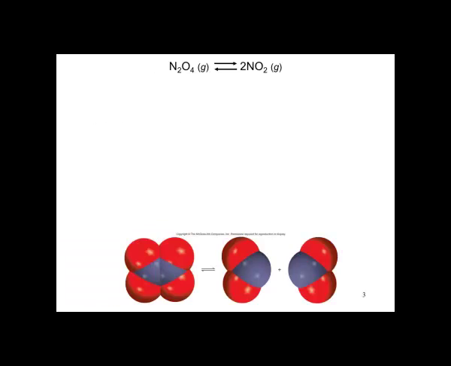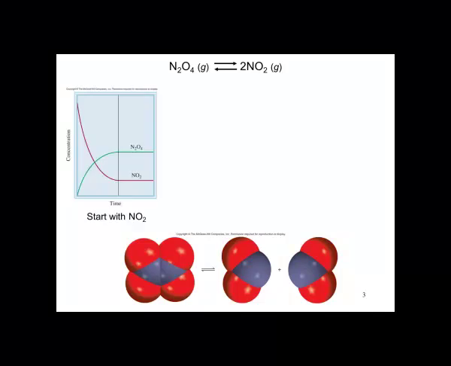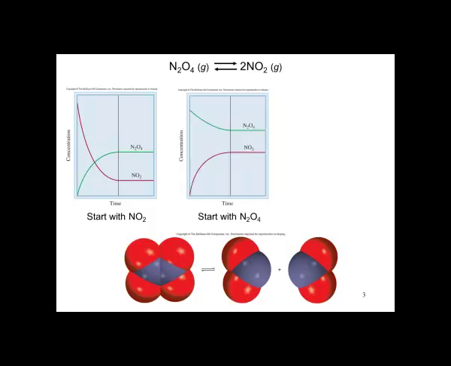Consider the equilibrium between N2O4, dinitrogen tetroxide, and NO2, nitrogen dioxide. We can start the reaction with nitrogen dioxide. Notice as the concentration of NO2 decreases, the concentration of N2O4 increases until equilibrium is reached. The reaction can be started the other way with N2O4. In this case, N2O4 decreases and NO2 concentration increases, again until equilibrium is reached.